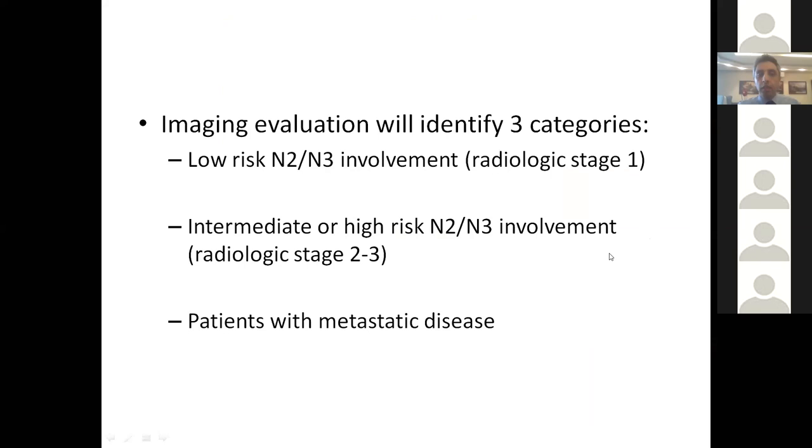So when you do your first imaging for evaluation of lung cancer, what you're going to see is three clinical pictures. The first picture you might see is a small nodule with no involvement in lymph node, what we call low-risk N2 and N3 lymph node or radiologic stage 1. You might see patient with metastatic disease or stage 4. But a lot of times you're going to see something intermediate. So a lung mass with possibly a lymph node that's enlarged or PET positive or something like that. And this is where your evaluation will go in and your different tests will go in.